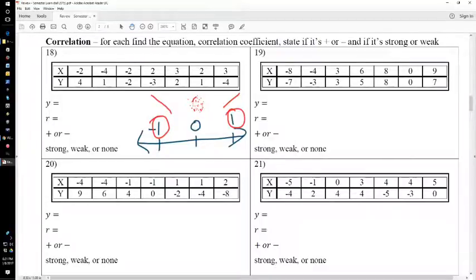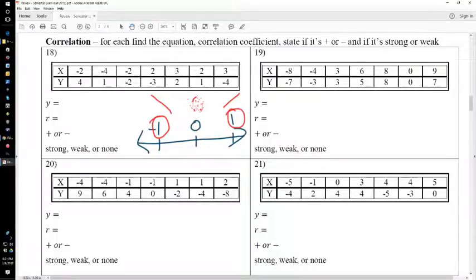So think of it this way. For correlation, 1 is perfect positive slope. -1 is perfect negative slope. 0 is absolutely no correlation whatsoever. There is no pattern. If you want to draw a line, great. But this data has nothing to do with each other.